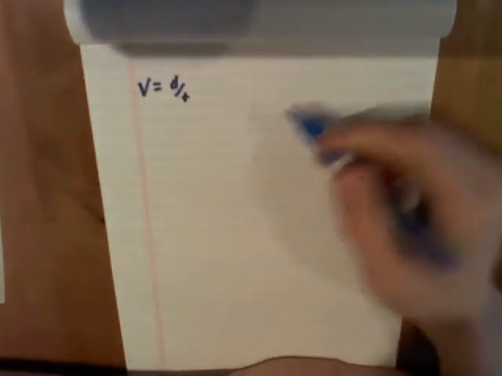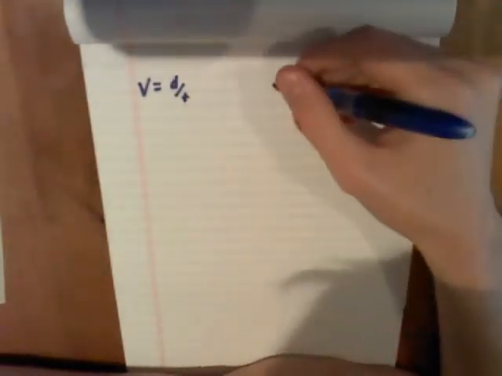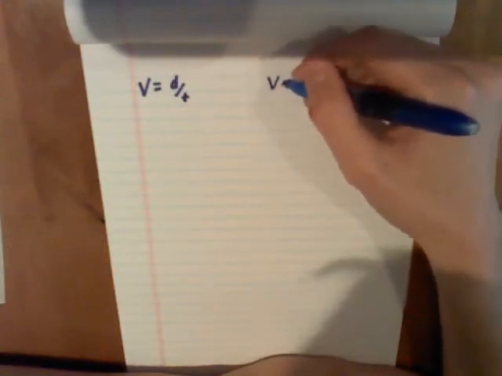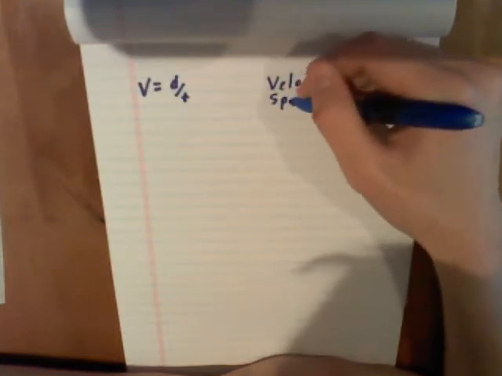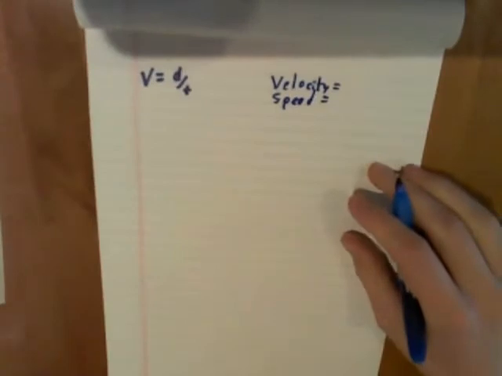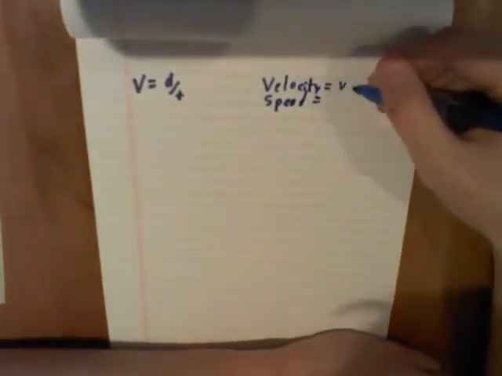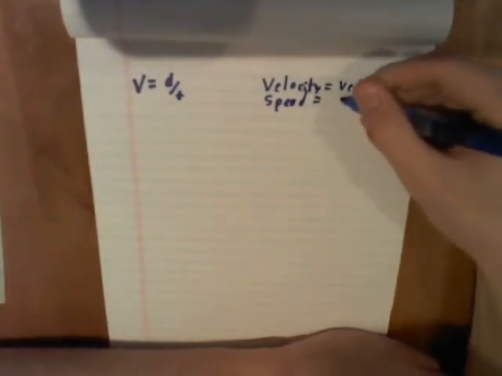An important thing to understand when it comes to velocities is that there's a difference between velocity and speed. In everyday use they're pretty interchangeable, but in physics it's important to know that velocity is a vector and speed is a scalar.